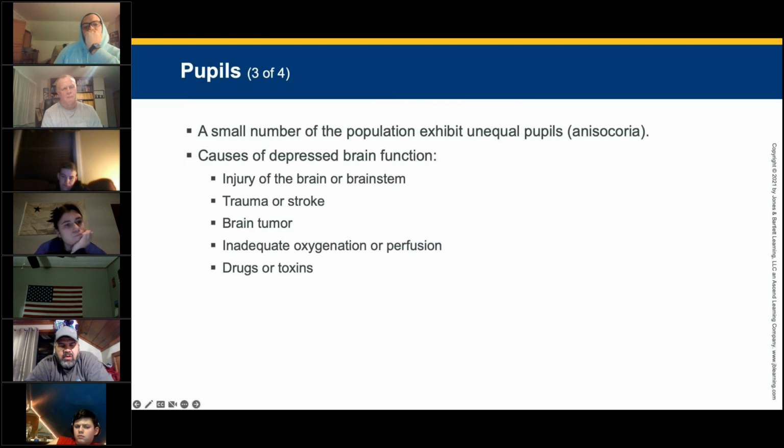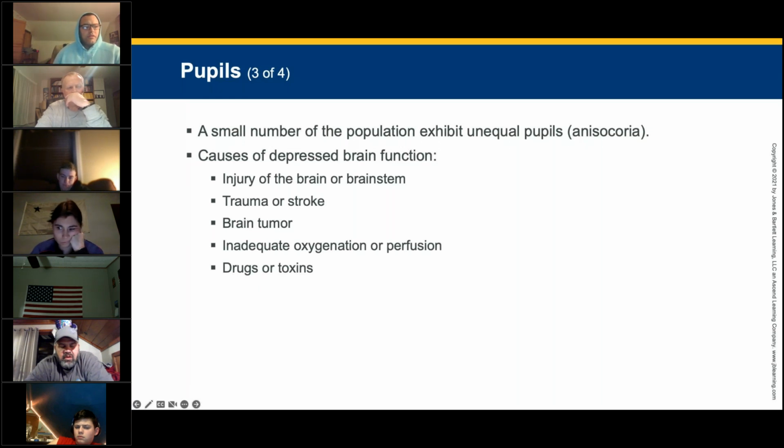There are patients that normally have unequal pupils, and they should know about that. They should tell you that their pupils are normally unequal. That might be something you just ask. If you notice that a patient has unequal pupils, you might ask them, has anyone ever told you you have unequal pupils before?